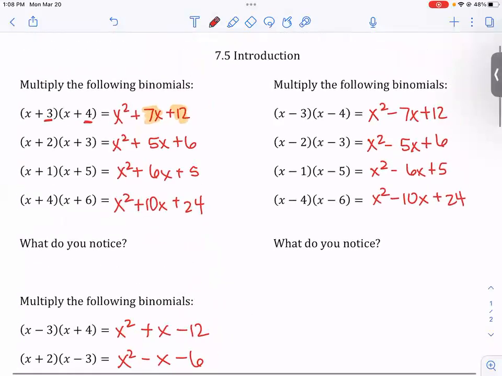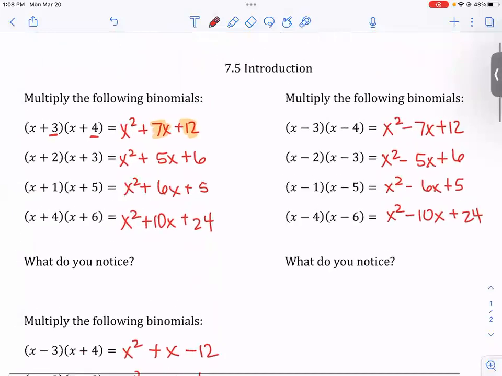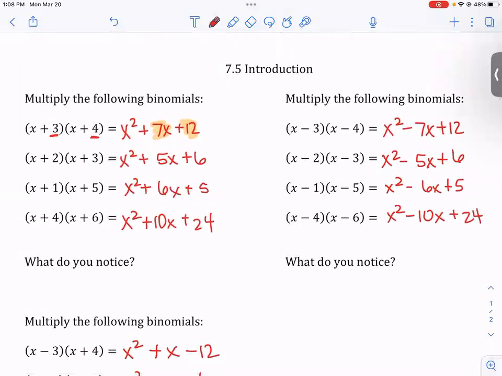So when I was walking around, what do you notice? A lot of you noticed that these were all positives, like addition in the binomials, and these all had subtraction in the binomials. That's cool. Okay, so here the signs are the same. Here the signs are the same. Do you notice something special about both sets of foiled out answers?